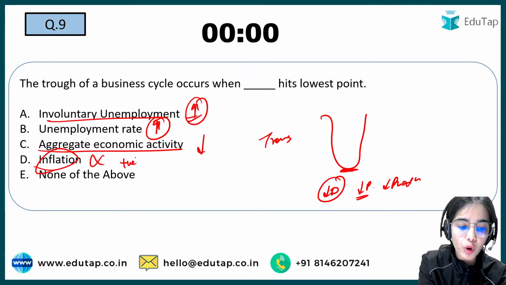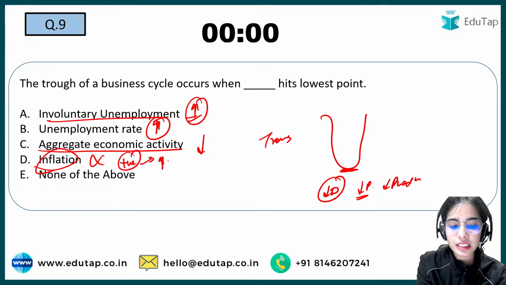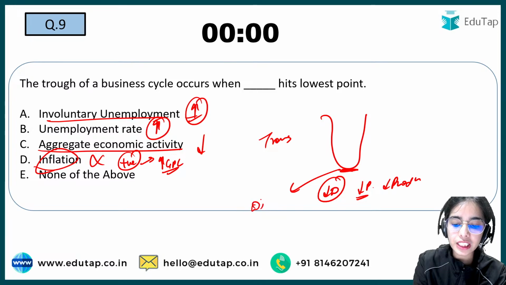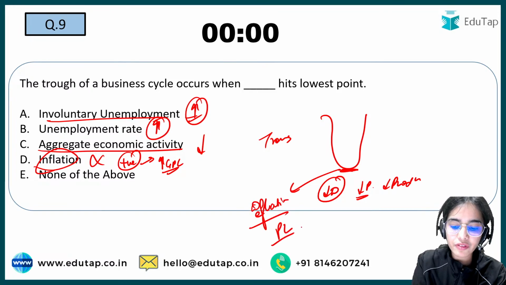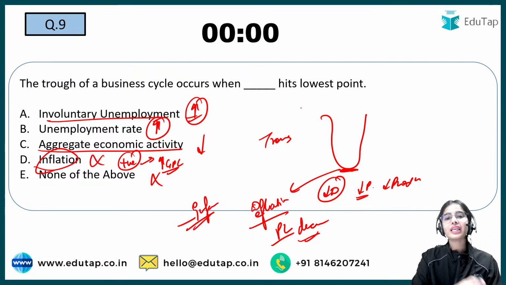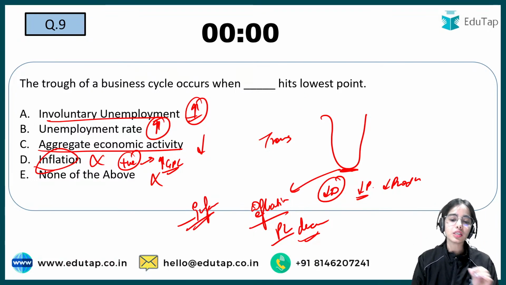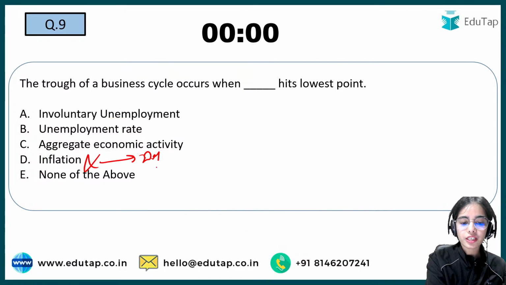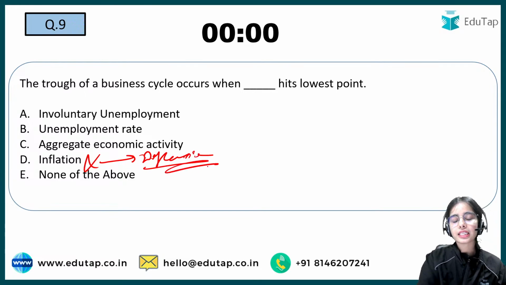Inflation means a positive rise in the price, a rise in the general price level. But during the trough, what is happening? Deflation is happening, where the price level is actually decreasing. It is not increasing, it is decreasing. That means we have negative inflation. So inflation is not at the lowest point. Inflation cannot be present during the trough. It is actually deflation that is present and that is increasing in the country.